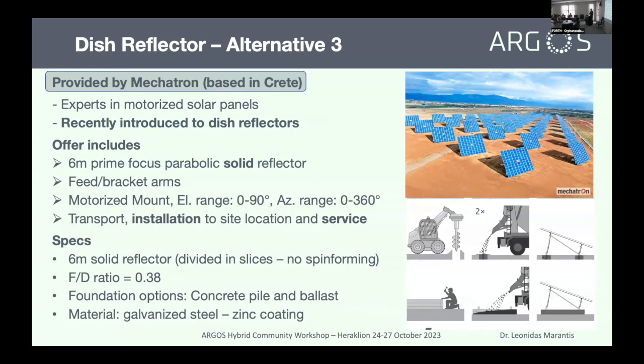But the very good thing, the advantage of this choice, is the fact that, first of all, we're talking about a custom-made reflector. It's not off the shelf, so we can change, for example, the F over D ratio, or anyway, we can change the specs. And the second great advantage of this choice is the fact that they are based here in Crete. So the installation of the array elements for the Pathfinder and the service are going to be, of course, easier and more efficient.